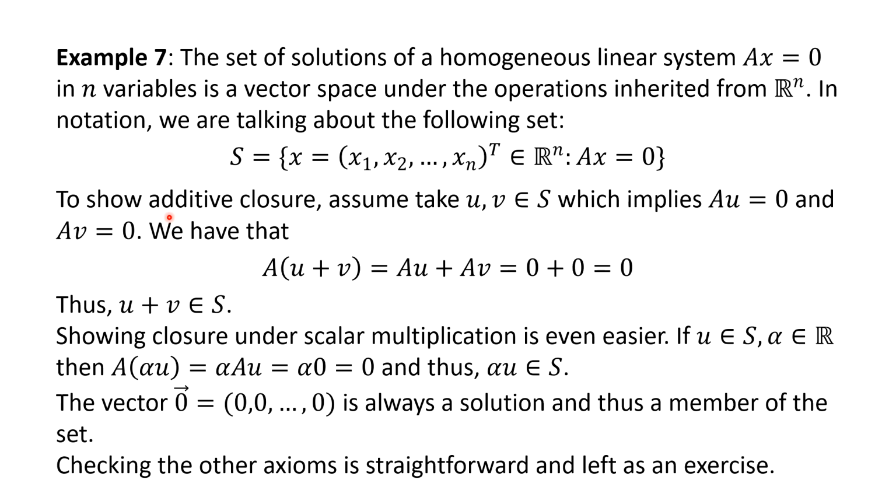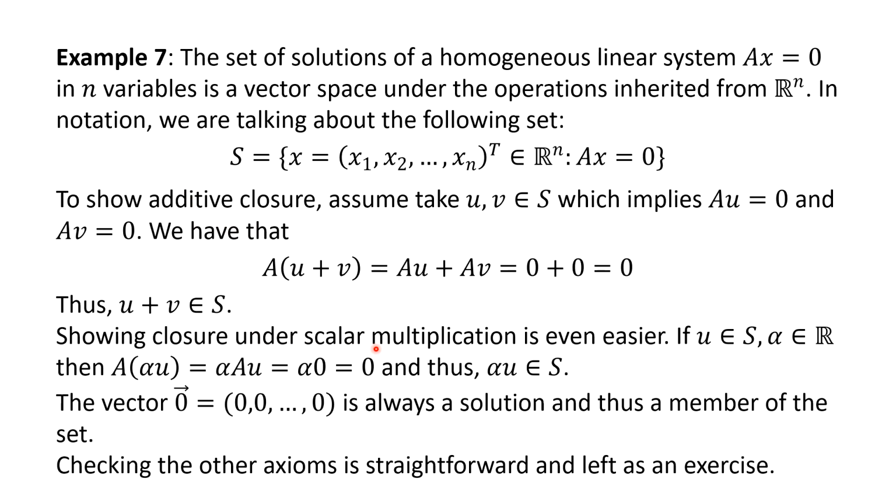So we'll just show a few of the axioms. If we have two members of this set, u and v, then Au equals 0 and Av equals 0. And if we look at A times (u plus v), just from matrix multiplication, we get Au plus Av, and these each equal 0. And then when you add the two 0 vectors together, you get 0. So in other words, u plus v is an element of S if u and v are elements of S. So that's additive closure.